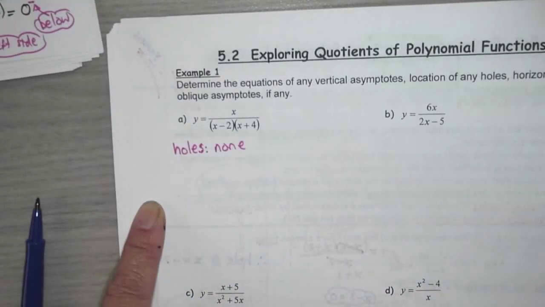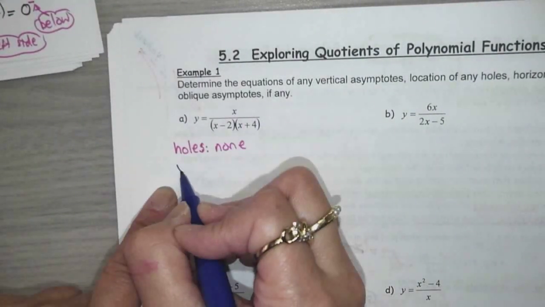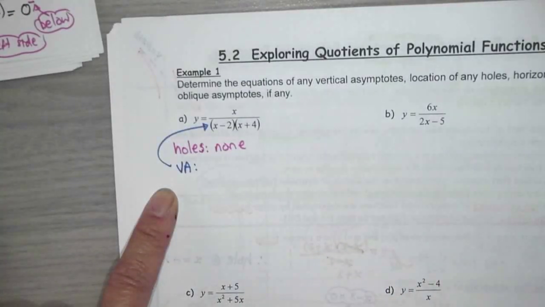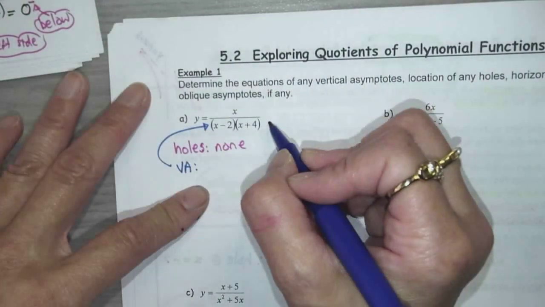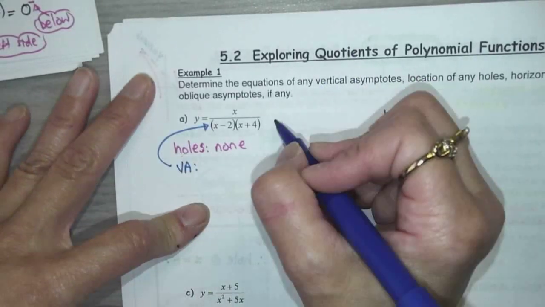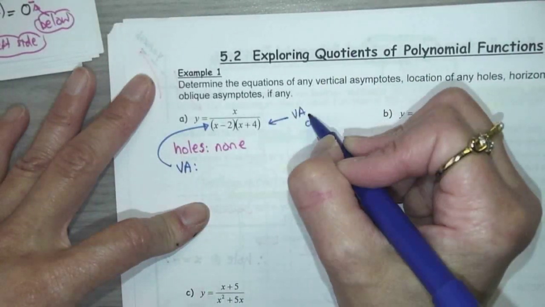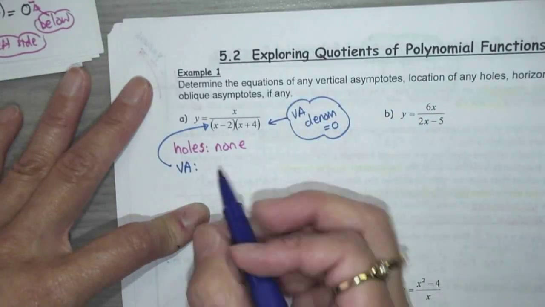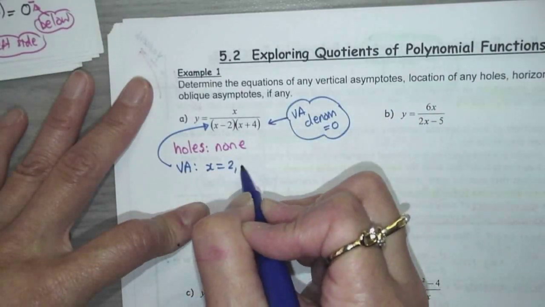Next one, vertical asymptote. Vertical asymptote, look at the denominator. Always the denominator. Set that equal to 0. So the vertical asymptote is when the denominator equals 0. So this will be x equals 2 and x equals negative 4.